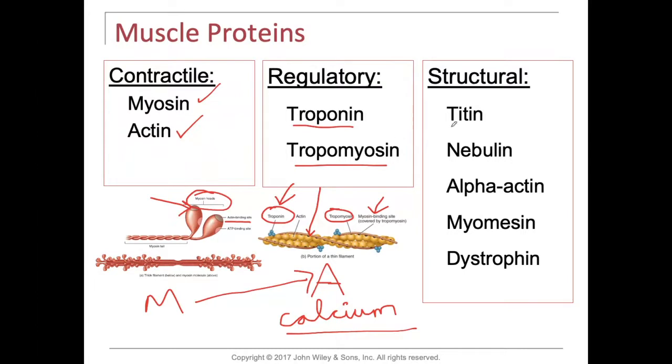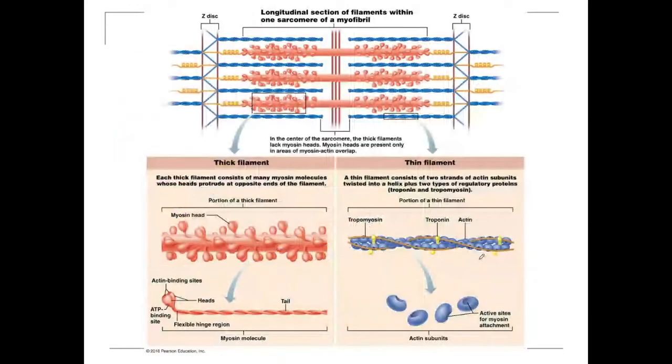The structural proteins are titin, nebulin, alpha-actinin, myosin, and dystrophin. These deal with the alignment of the muscle, the elasticity and flexibility of muscles. These are the structural proteins. And you've heard of people that have autoimmune issues against dystrophin. We just call it muscular dystrophy. That's when there's an autoimmune attack against this structural protein.